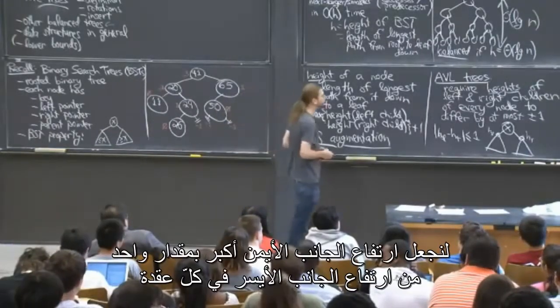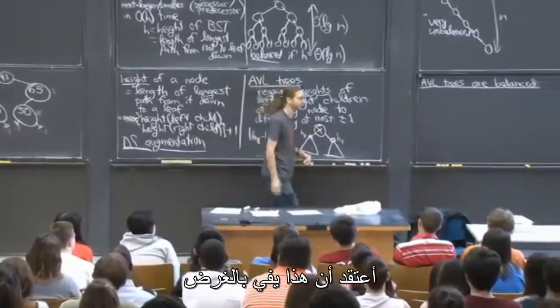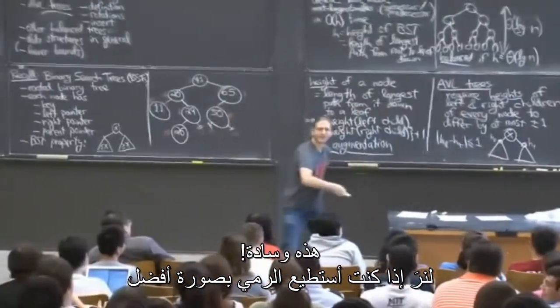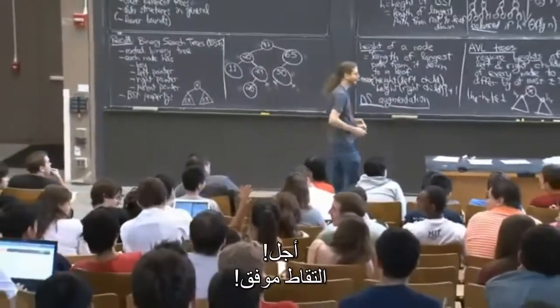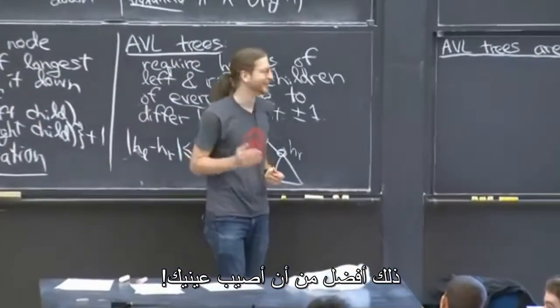For every node, let's make the right side have a height of one larger than the left side. I think that's worth a cushion. Let's see if I can throw better. Oh, yes. Good catch. Better than hitting your eye.